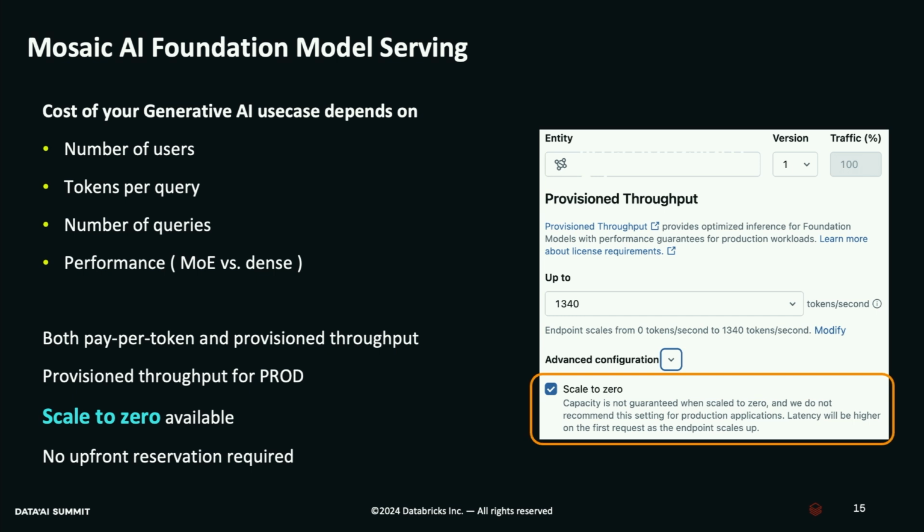So imagine if you start up your generative AI endpoints on a Friday afternoon and you forget to shut them down before going into the weekend. You don't want to be left with a huge bill on Monday morning. So scale to 0 will automatically shut down these endpoints if they're not used. So it will really reduce the risk that there will be any anomalies or costs that will not be within control. And the nice thing also here is there's no upfront reservation required when using provisioned capacity with Mosaic ML today.